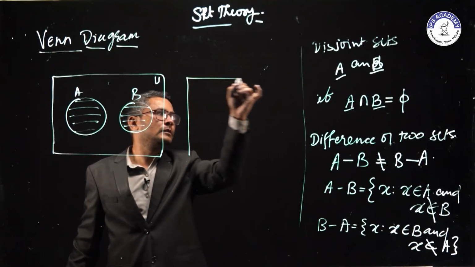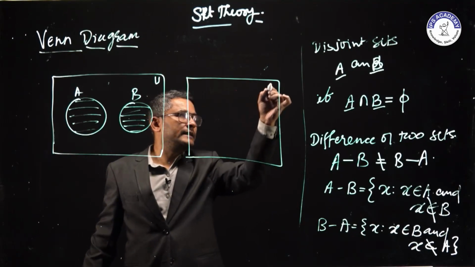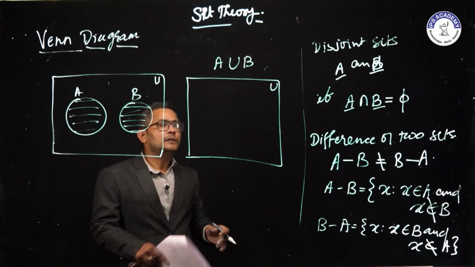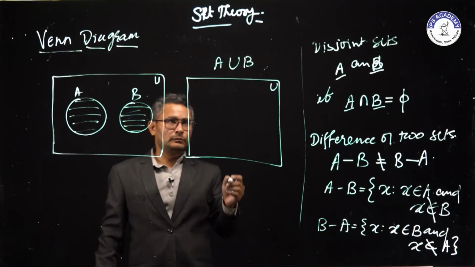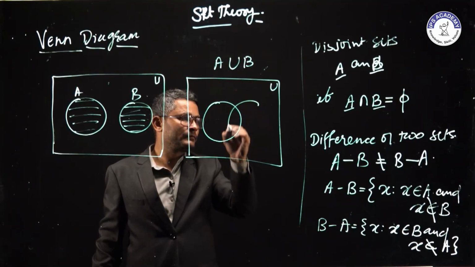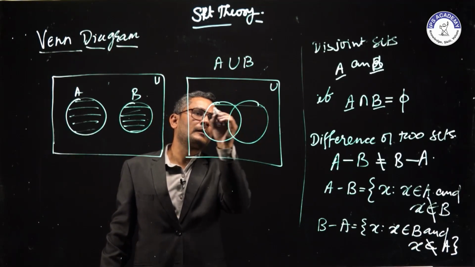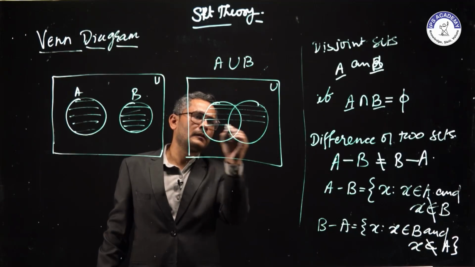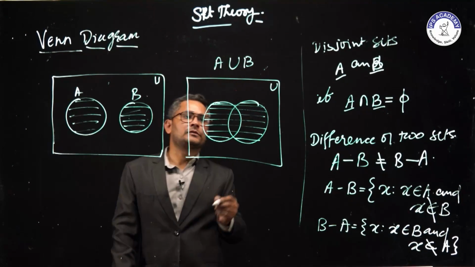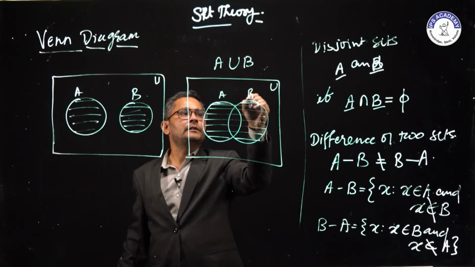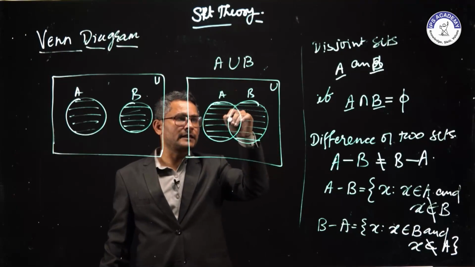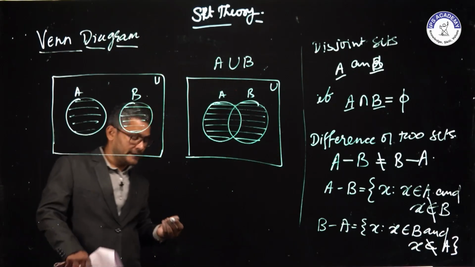If you want to represent A union B, that means the elements of both the sets, it shows like this. So this is A union B. Some elements are different in both, some elements are common. So this is A union B.